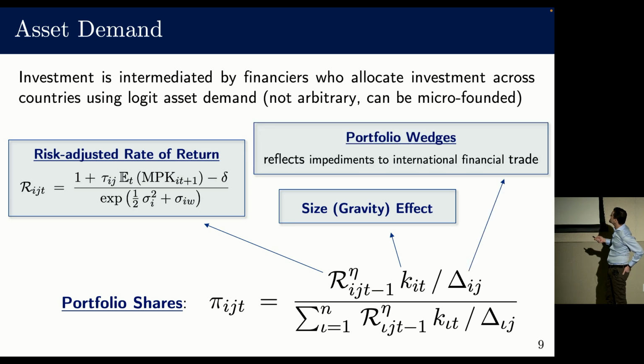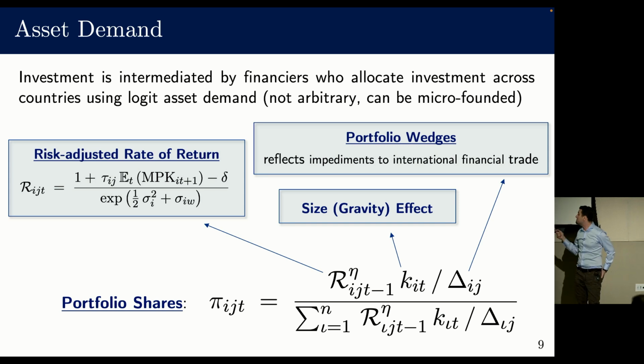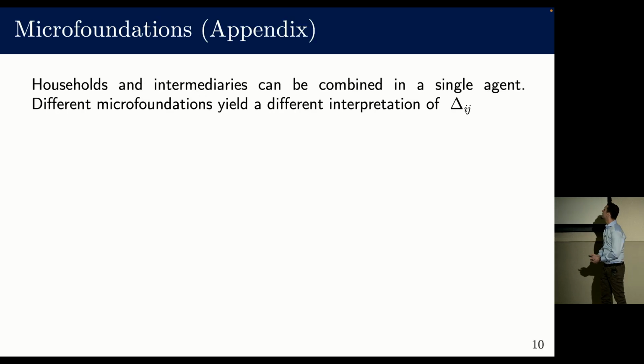The third object here is going to be this delta_ij. What is delta_ij? This is what we call the portfolio wedges. This is all the other stuff, other than proper taxation, that distorts the portfolio allocation decision of the investors. So it basically reflects the impediment from investing from country J to country I. Okay. Now, one more thing. Here we have this elasticity, eta, which is the elasticity of the portfolio shares with respect to the risk-adjusted rate of return.